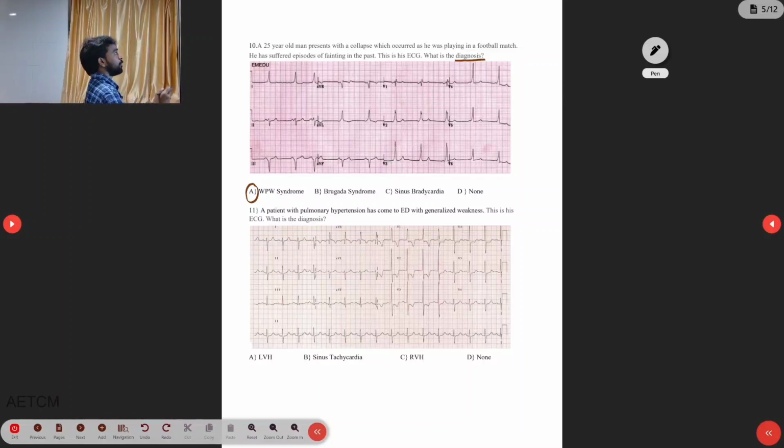the duration of the PR interval will be very short. That means a shortened PR interval will be there. And you can see delta waves. So a shortened PR interval with delta waves will indicate Wolff-Parkinson-White syndrome. I am not discussing the causes and all, we will just concentrate on the ECG findings. So the 10th question answer is Wolff-Parkinson-White syndrome, option A.